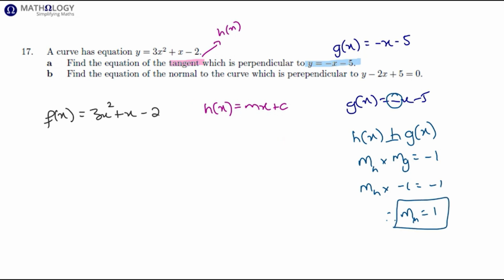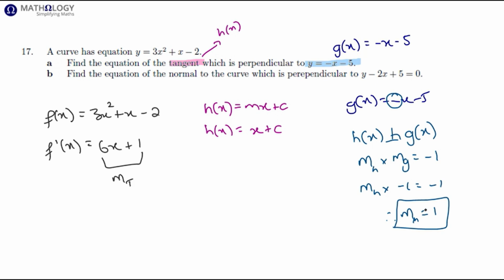So we've got the gradient of h, it's 1. We now just need to find the point of contact. Now, we're not given a point of contact, we have to work it out. We know the gradient of h is 1. h is the tangent to f of x. And we also know that when you find the derivative function of a curve, which is the gradient function, we are establishing the gradient of the tangent to the curve. So f prime x, the derivative function, equals 6x plus 1. 6x plus 1 represents the gradient of a tangent to the curve f of x.